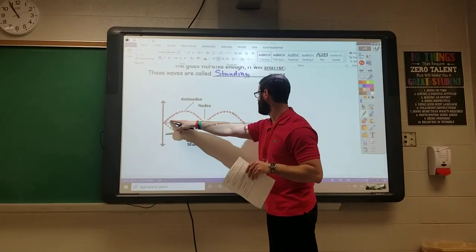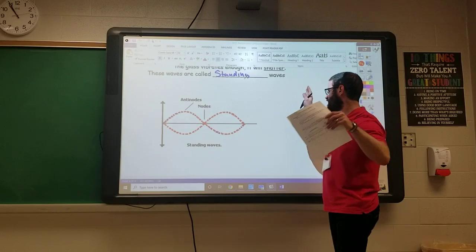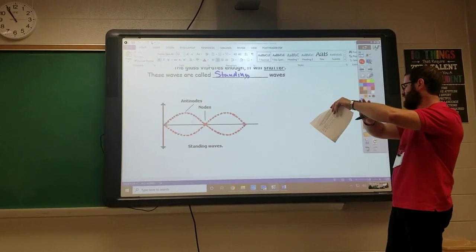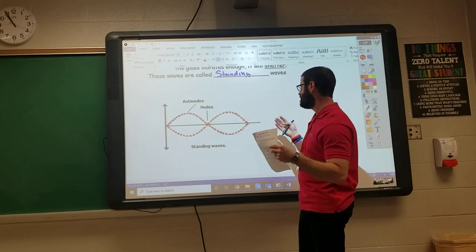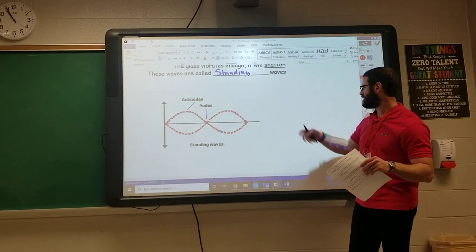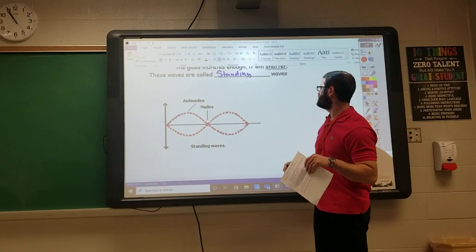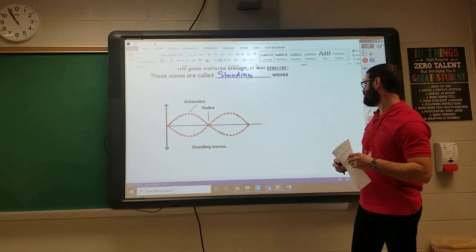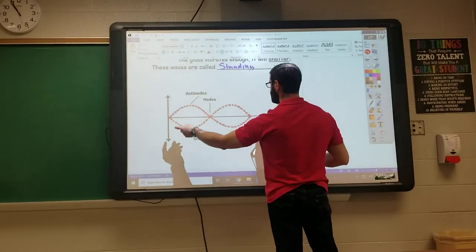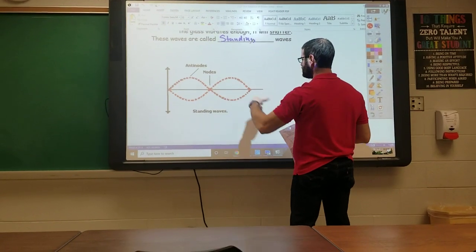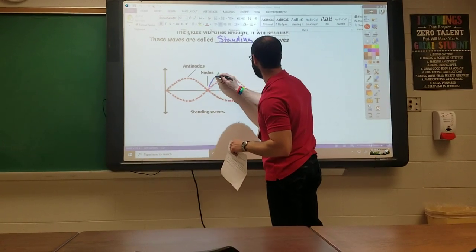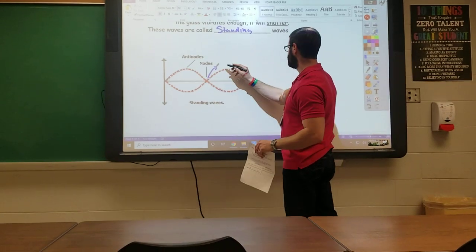A standing wave occurs when we have interference between two waves, and I'll show you an example of how that works in just a moment. A node is where there's no amplitude, so there's destructive interference going on there, right?